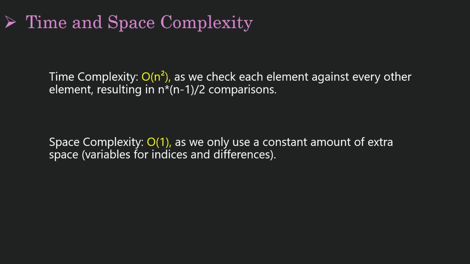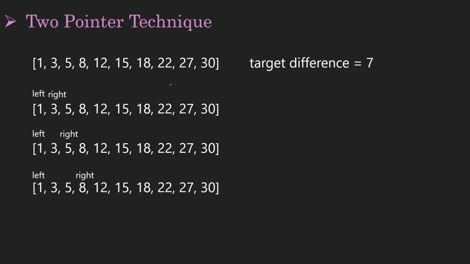Time complexity, O of n squared, as we check each element against every other element, resulting in n times n minus 1 divided by 2 comparisons. Space complexity, O of 1, as we only use a constant amount of extra space, variables for indices and differences. Since the array is sorted, we use 2 pointers, left at the beginning, right starting ahead. For 1, 3, 5, 8, 12, 15, 18, 22, 27, 30, and target difference 7.